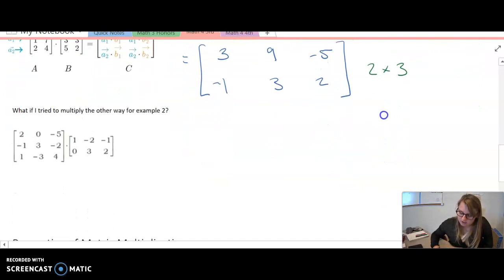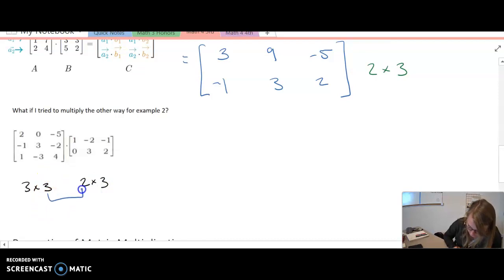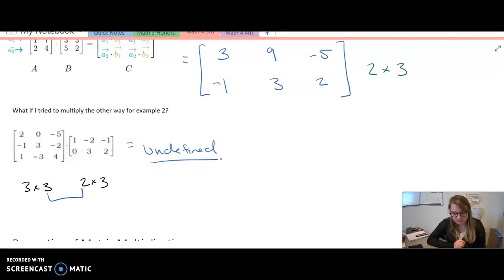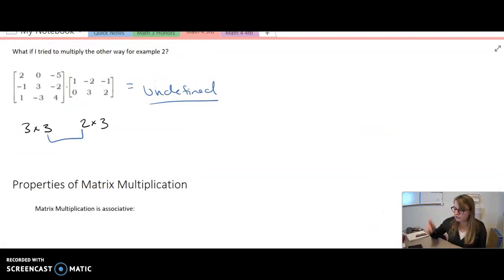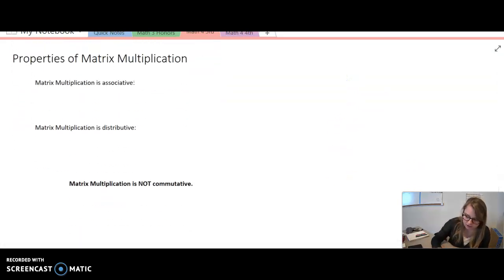Alright, so then, what if we tried to multiply the other way around for example 2? Well, it would be a 3 by 3 matrix by a 2 by 3 matrix. And remember what he said about those inner dimensions? They have to match. So because they do not match, this is undefined. So please make sure you are following that first step and making sure that you can actually multiply the matrices in the first place. Okay? So because we can't just multiply the other way around, this means that matrix multiplication is not commutative.